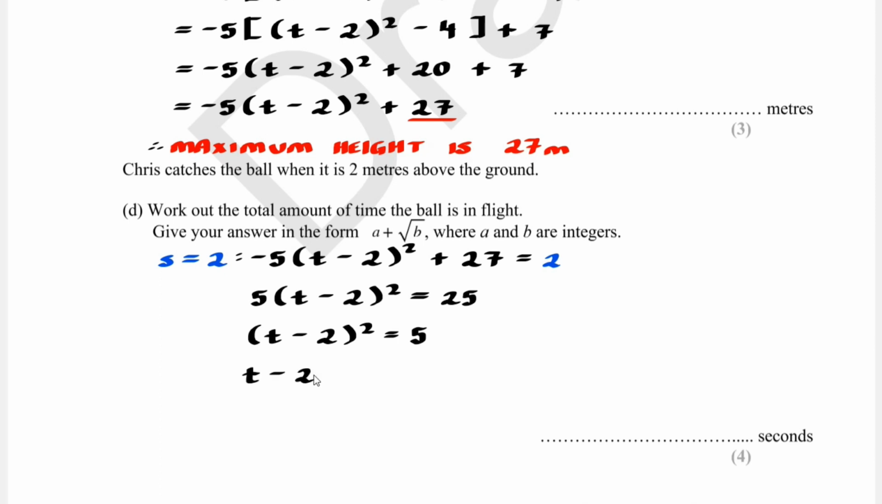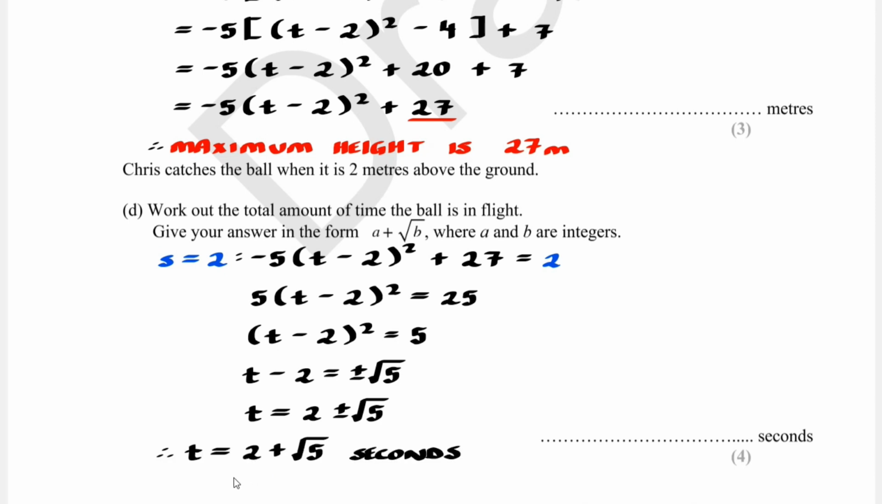Divide through by 5. t subtract 2 squared is equal to 5. Square root both sides. I have t subtract 2 equals plus minus root 5, meaning t is equal to 2 plus minus root 5. And therefore, we take the positive value of t, which means t is equal to 2 plus root 5 seconds.